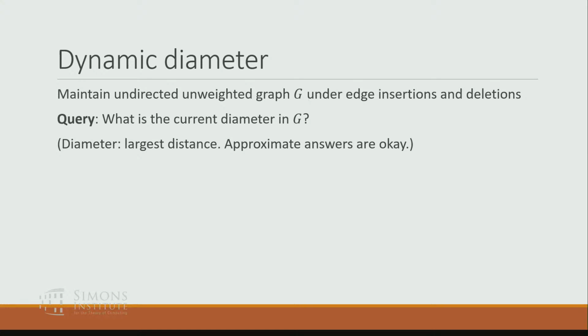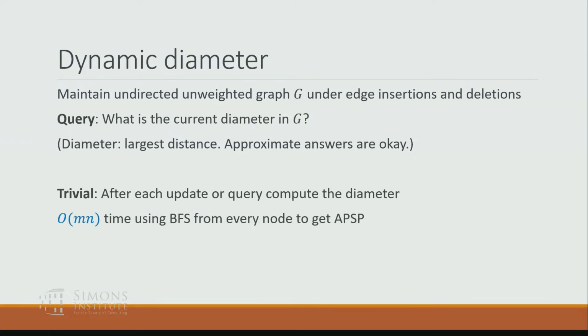Okay, so a preview: let me tell you about diameter. So we have an undirected, unweighted graph, and we maintain insertions and deletions. And we want to know the current diameter of the graph. Again, the diameter is the largest distance, and I'm okay with approximate answers. In particular, 4/3 approximation, 1 plus epsilon approximation, good approximations. The trivial thing again is you recompute the diameter after every update, which is mn time if you use BFS from every node.